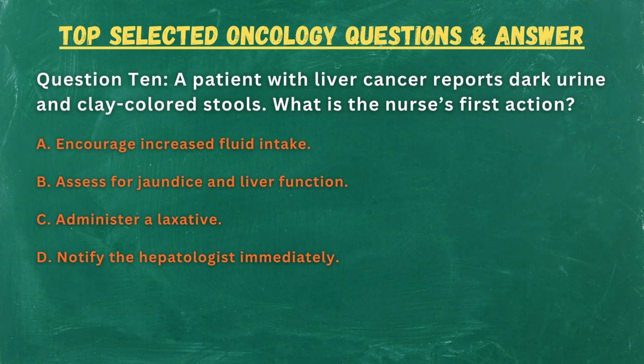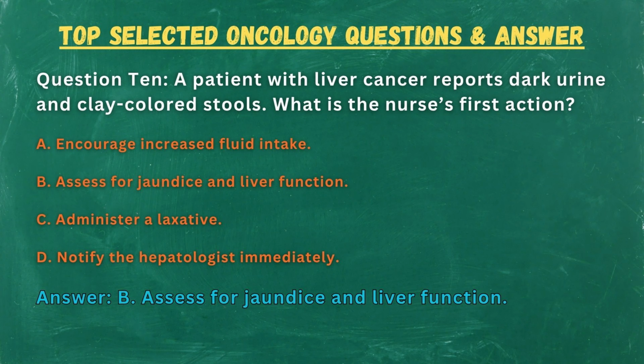Question 10. A patient with liver cancer reports dark urine and clay-colored stools. What is the nurse's first action? A. Encourage increased fluid intake. B. Assess for jaundice and liver function. C. Administer a laxative. D. Notify the hepatologist immediately. Answer. B. Assess for jaundice and liver function.